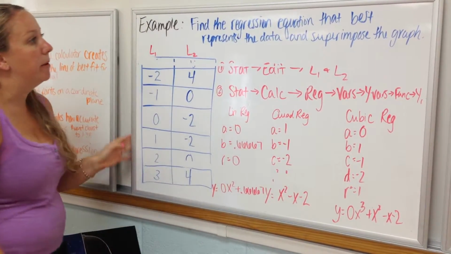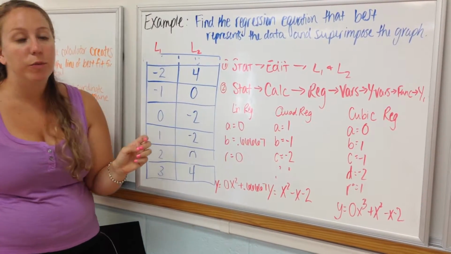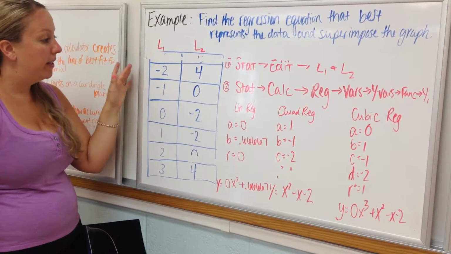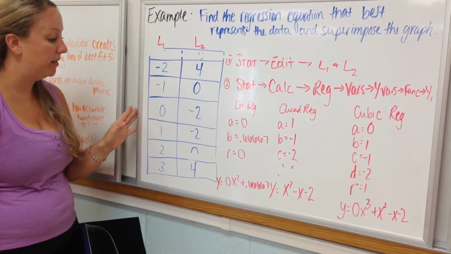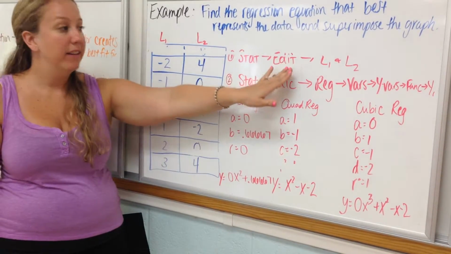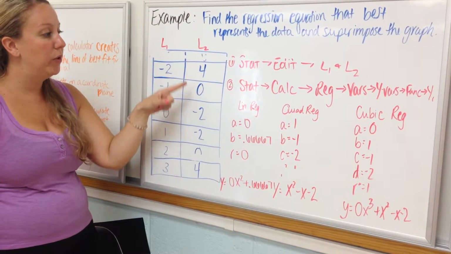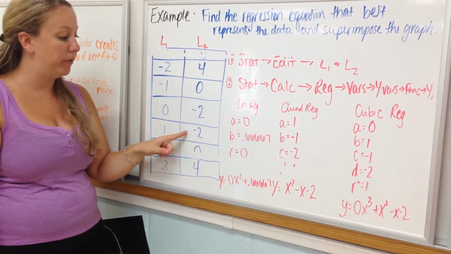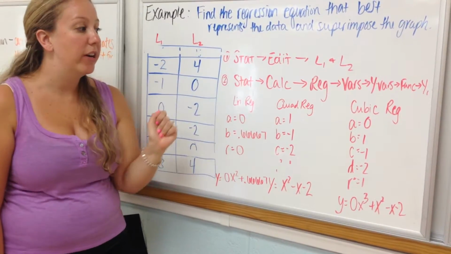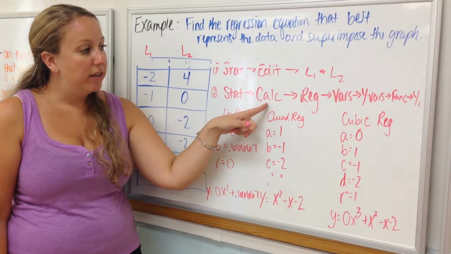So here's an example. It says find the regression equation that best represents the data and superimpose the graph. So in L1, all my x values, -2, -1, 0, 1, 2, and 3. I'm going to do stat edit and enter all those values into L1. In L2, I'm going to enter 4, 0, -2, -2, 0, and 4, and make sure all those values are in L2.